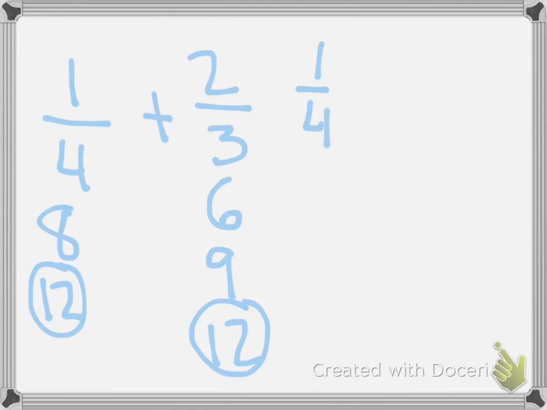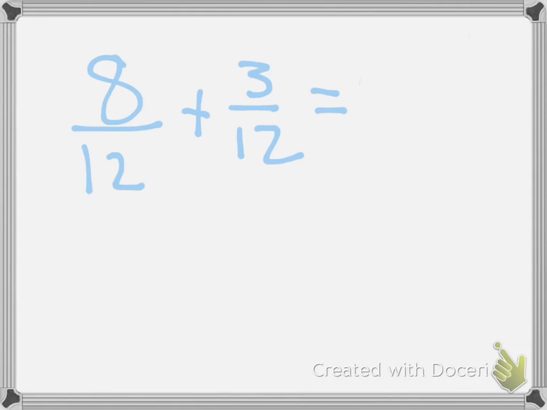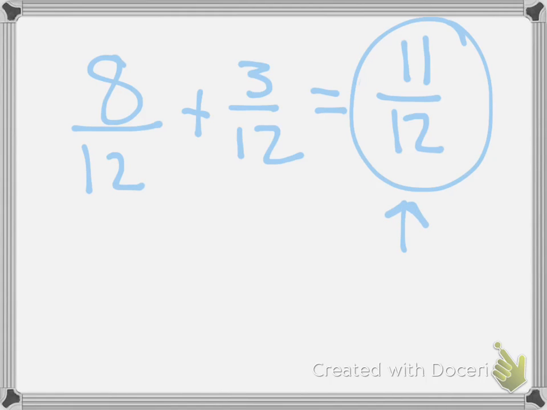1/4 has to have a denominator of 12, so we'll multiply the top and bottom by 3. 3 times 1 is 3, and 3 times 4 is 12. 2/3 also has to have a denominator of 12, so we'll multiply the top and bottom by 4. 4 times 2 is 8, 4 times 3 is 12. 8/12 plus 3/12. 8 plus 3 is 11, and you have to keep the denominator the same. This cannot be simplified, so this is your answer.